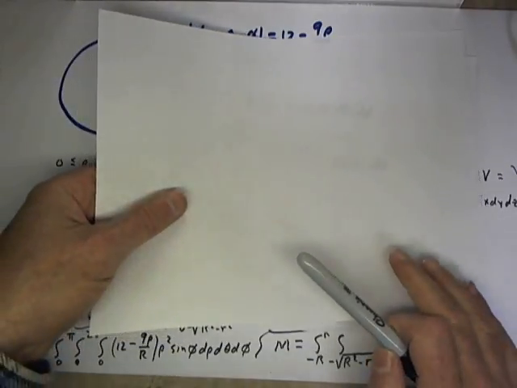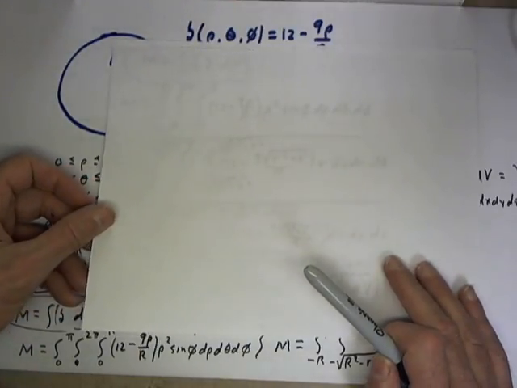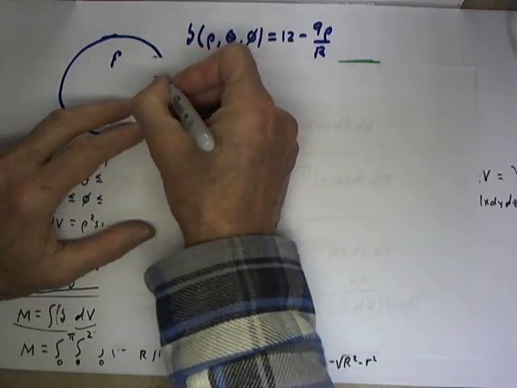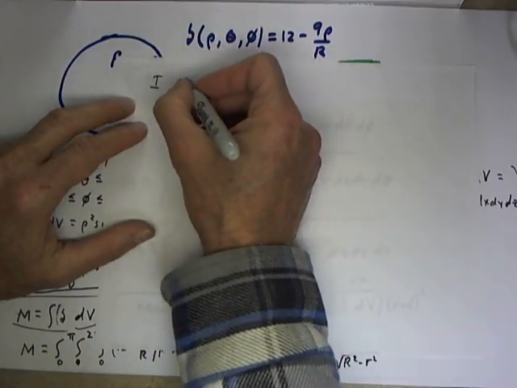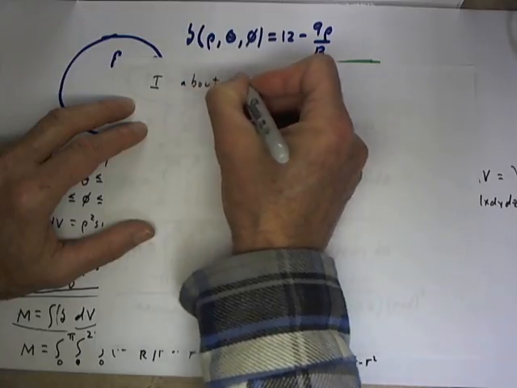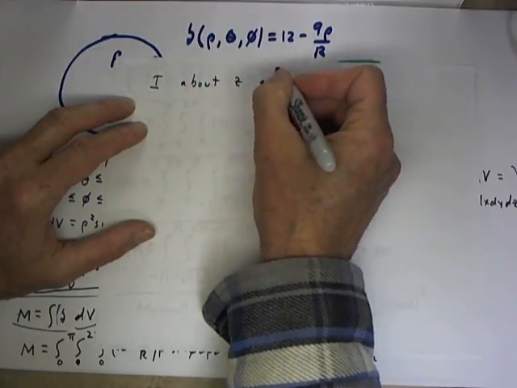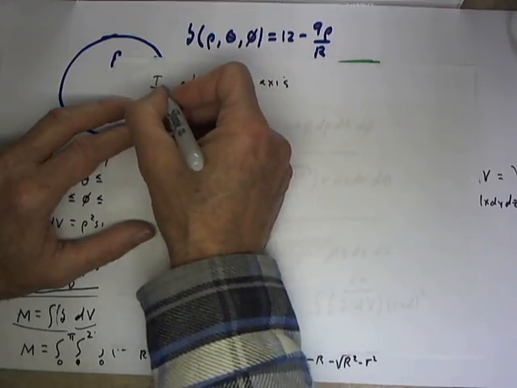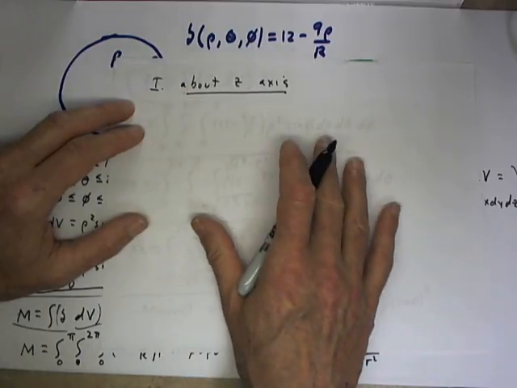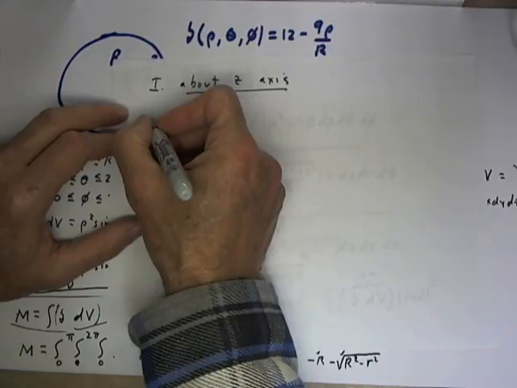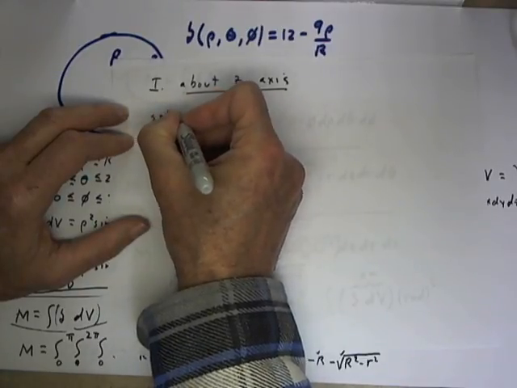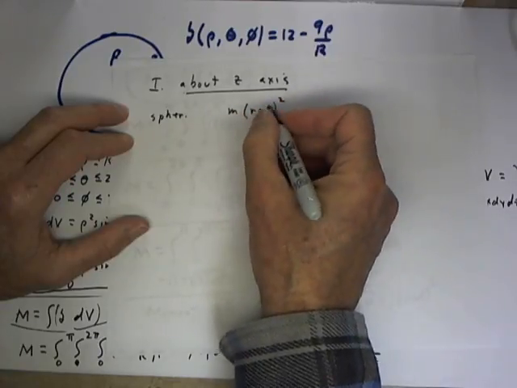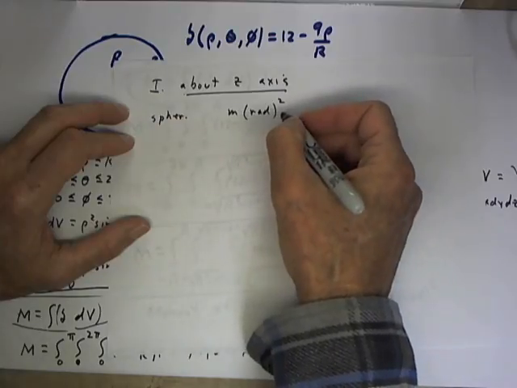Now, we've previously found the moment of inertia about the z-axis in spherical coordinates. So, moment of inertia about the z-axis, and we'll just call that I for the moment. Okay, we've found that in spherical coordinates, it's mass times, I'm going to call it RAD, radius squared, to a volume increment.